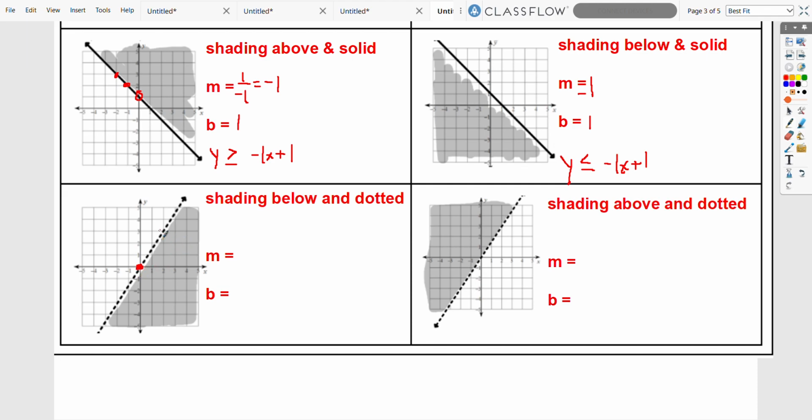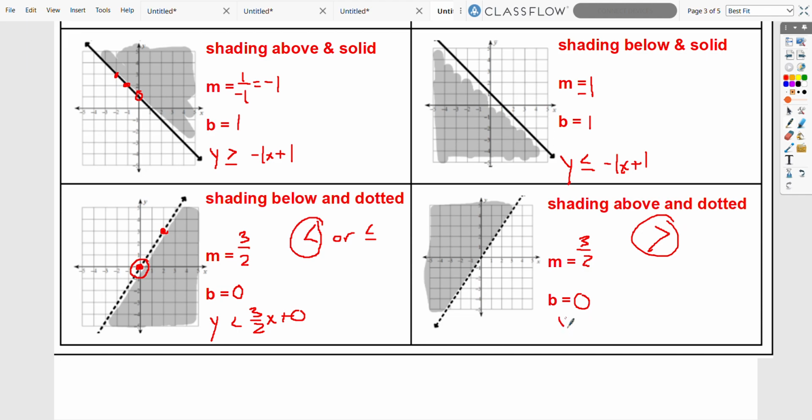For the last two, we have this point here and this point here. It looks like that rises 3, runs 2, and then crosses the y-axis at 0. Since this is shaded below, it's either less than or less than or equal to, but since it's a dotted line, it will be less than. So that makes our equation y is less than 3 over 2x plus 0. For this one here, we have the same slope and the same y-intercept. This time it's shaded above and it's dotted, which is going to give us a greater than. So we have y is greater than 3 over 2x plus 0.